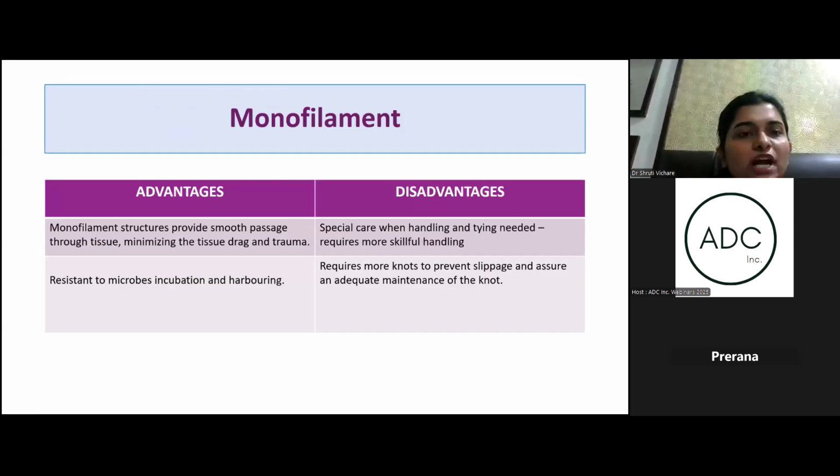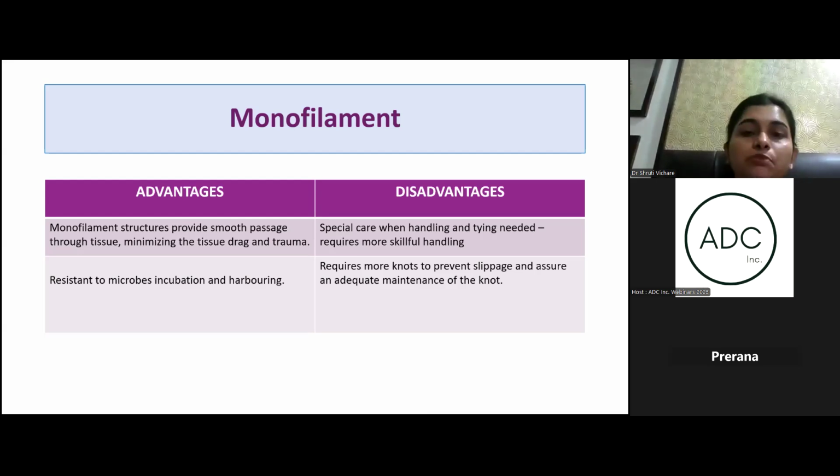So coming to advantages of monofilament sutures, they provide smooth passage through tissue, so the friction is not present. So tissue drag and trauma is also reduced, correct? The smoother the suture, obviously the trauma offered to the tissue is less. It is resistant to microbial incubation because it is smooth, right? Disadvantages would be that special handling and tying is needed. So you have to be a little more careful and a little more skillful for using these sutures.